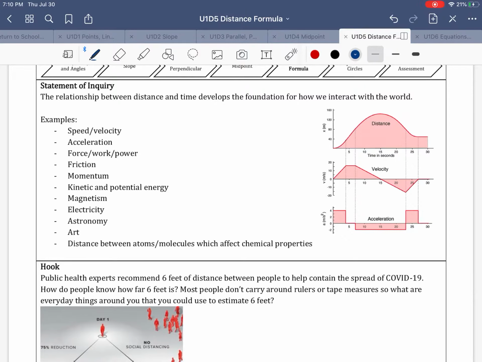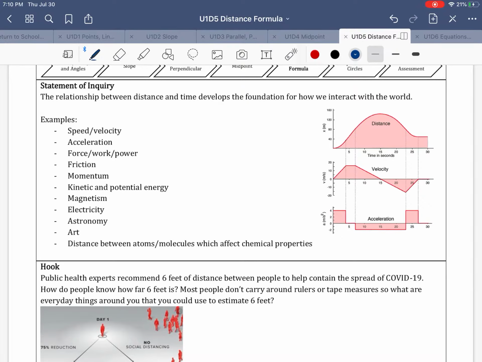Momentum is like the sense of wanting to keep going or making things harder and harder to stop. Kinetic and potential energy, magnetism, electricity, astronomy, art, and then the distance between atoms and molecules, so on a very, very minuscule level, have really big effects on chemical properties.